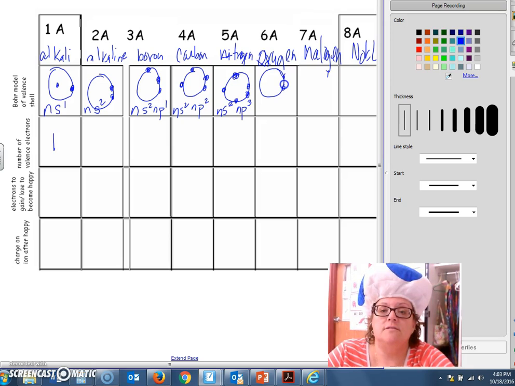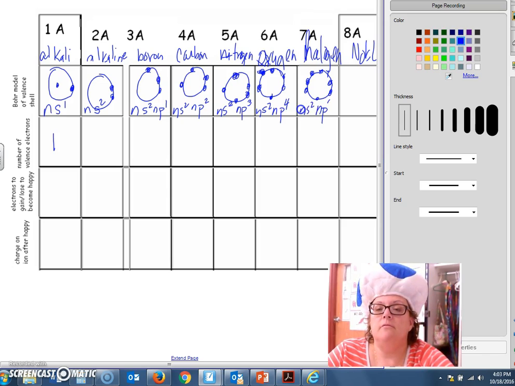Oxygen is going to have 6 outer shell electrons. It's going to have ns2, np4. So it'll have 3 electrons plus 1 that's doubled up, so 2 unpaired and 2 that are paired. For the halogen family, we have now 7 outer shell electrons: 1, 2, 3, 4, 5, 6, 7. ns2, np5.